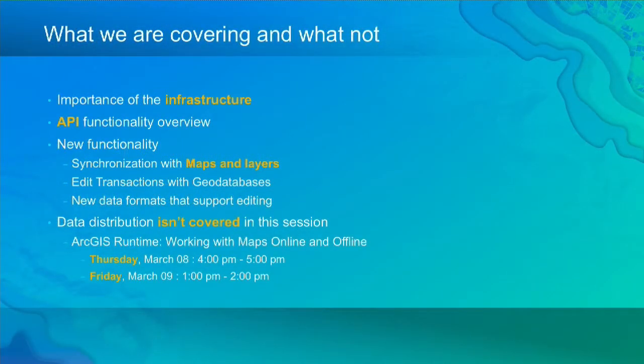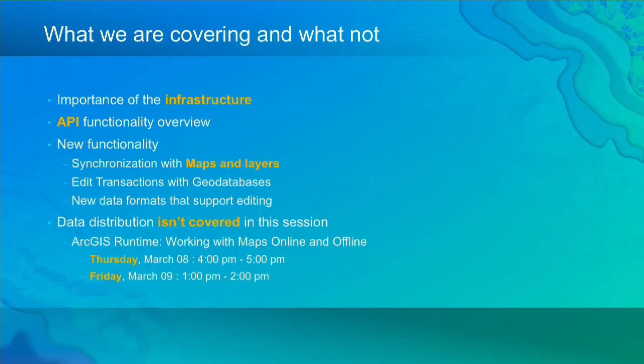We're going to take a little bit of a look at the ArcGIS platform and some of the infrastructure needed, and talk a little bit about what's needed to actually power working with data and editing data inside of the runtime. We're going to cover the APIs and the capabilities in the runtime to be able to do this. And we're going to spend some time looking at some of the new functionality that's gone in recently, working with maps and layers for synchronization and taking them offline, transactions, and some of the new data formats that support editing. We'll talk about that.